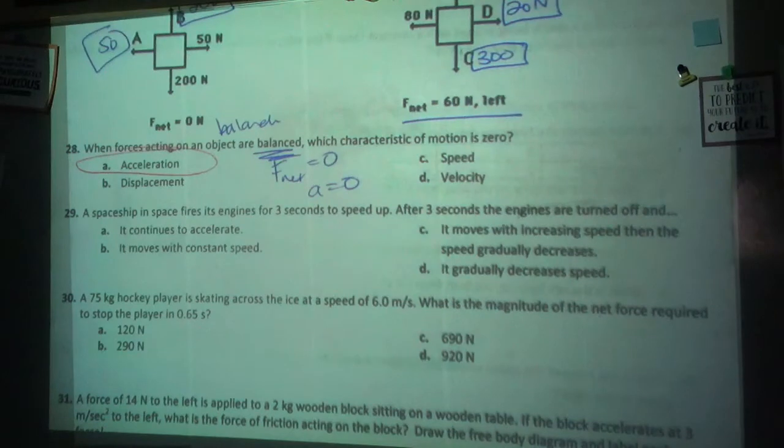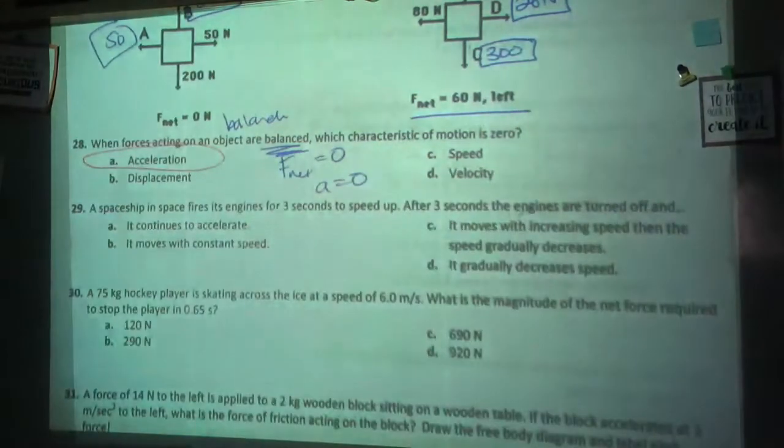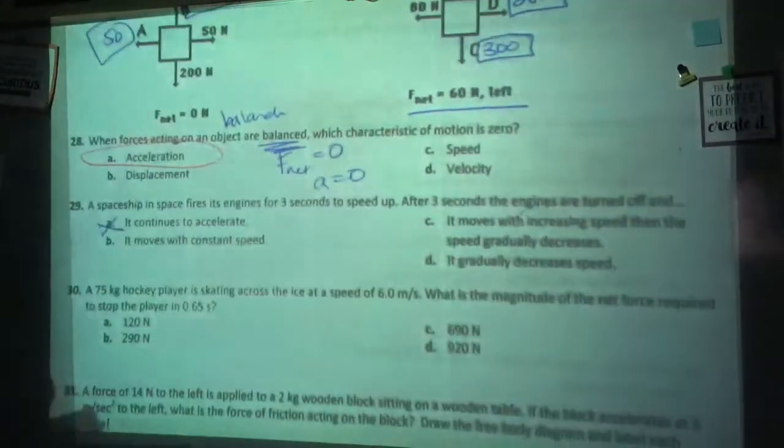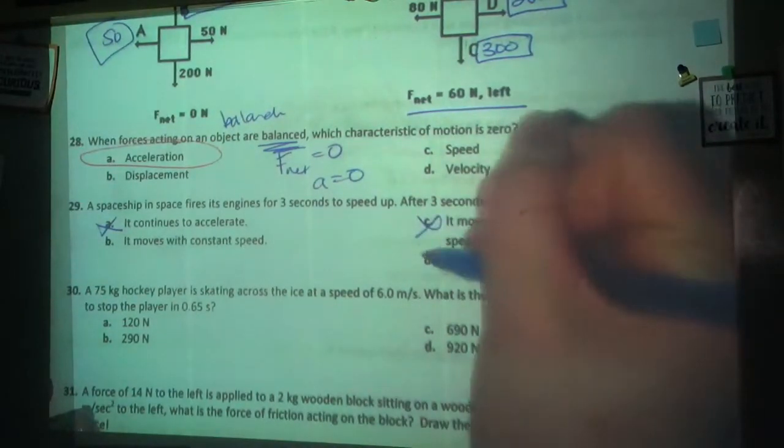A spaceship in space fires its engines for 3 seconds to speed up. After 3 seconds, the engines are turned off, and then it does not continue to accelerate. It would need that applied force, the engine force, to accelerate, so that's not going to happen. It does not increase speed and then decrease. It actually doesn't change speed at all.